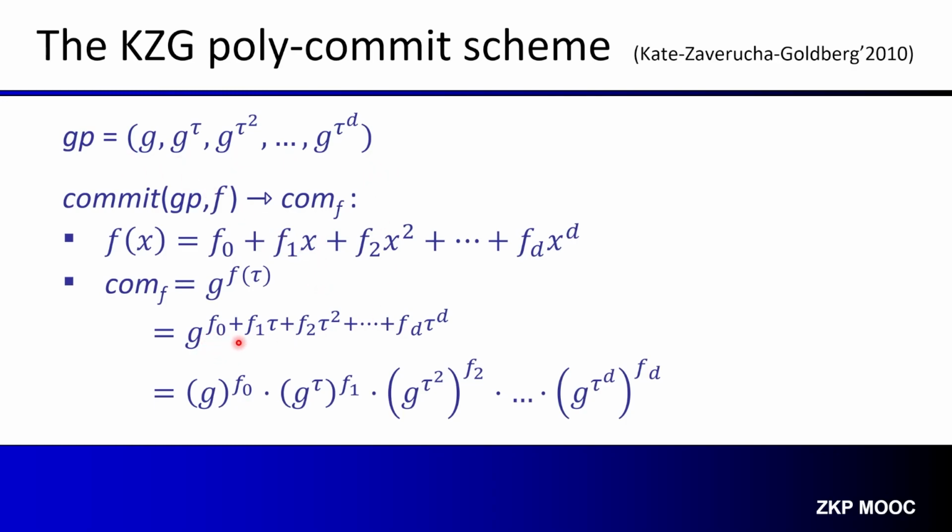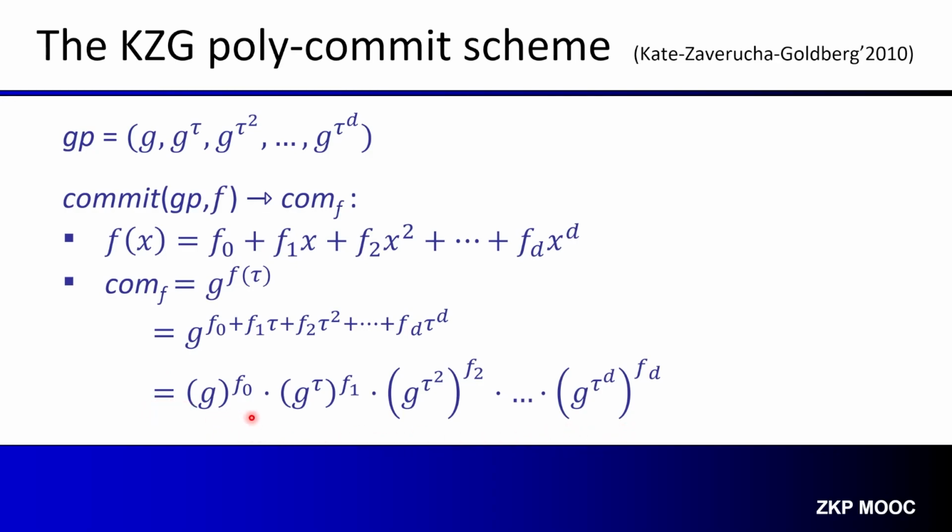That is because if we just expand the expression of f of tau, we get g to the power of f0 plus f1 tau plus f2 tau squared and so on. And by the rules of exponentiation, it equals g raised to the power of f0 times g to the tau raised to the power of f1 times g to the tau squared raised to the power of f2, and so on and so forth. This is because basically the addition in the exponent is equivalent to multiplications in the base level, and multiplications in the exponent is equivalent to exponentiations in the base level. So in this way, we can compute the commitment using this equation.